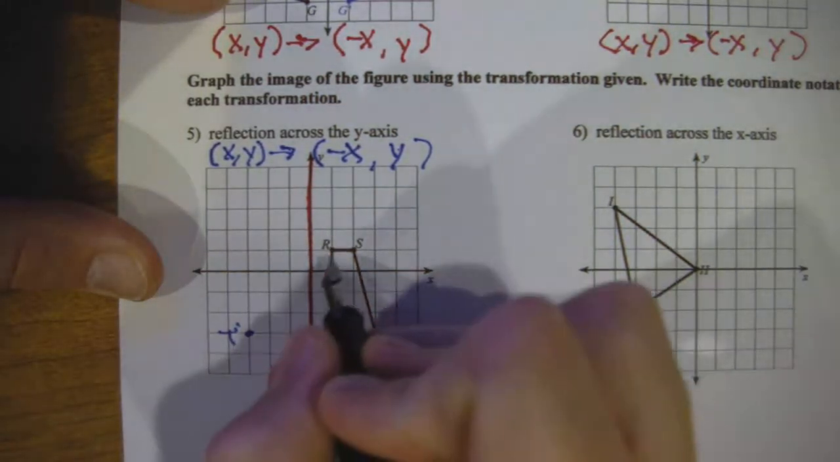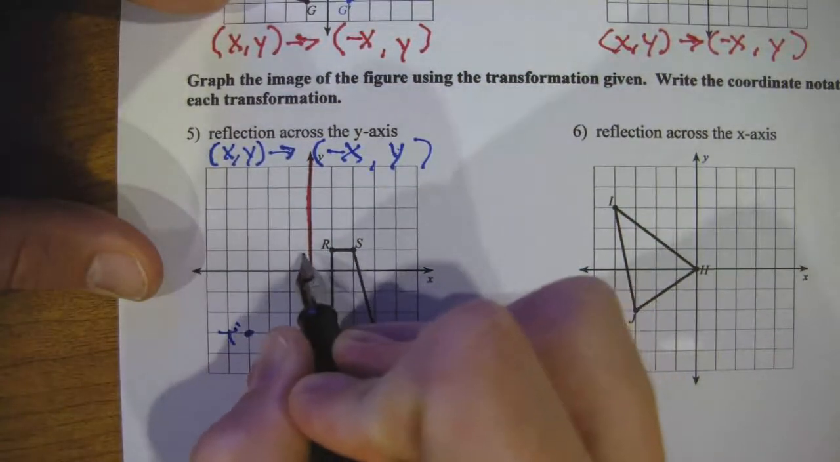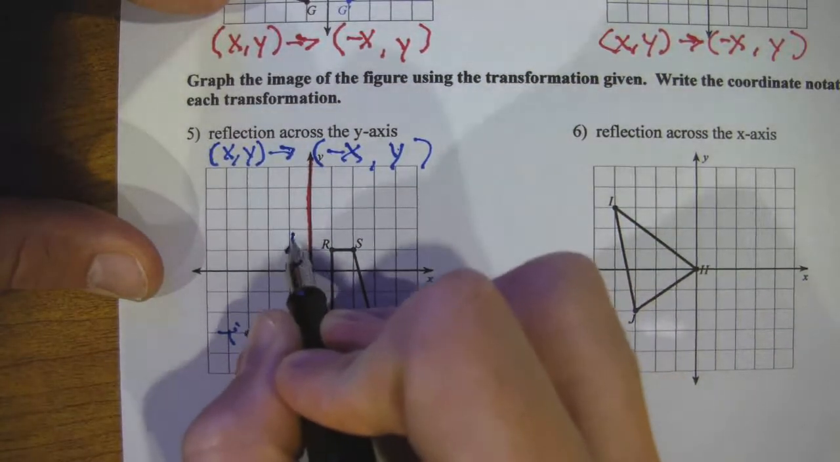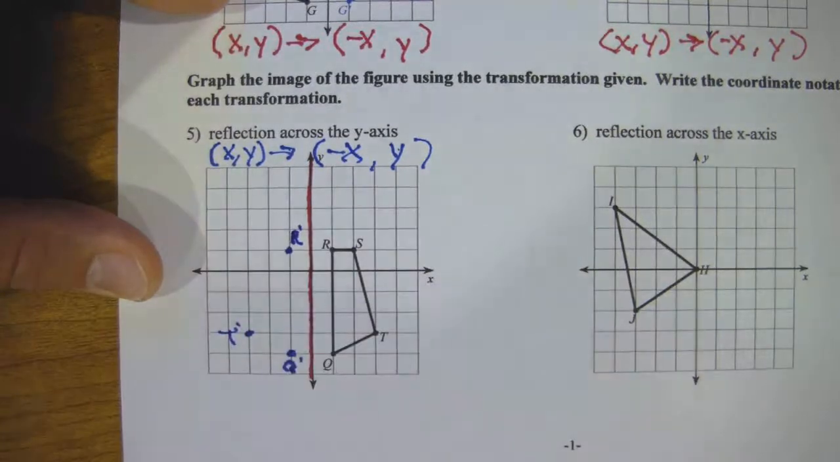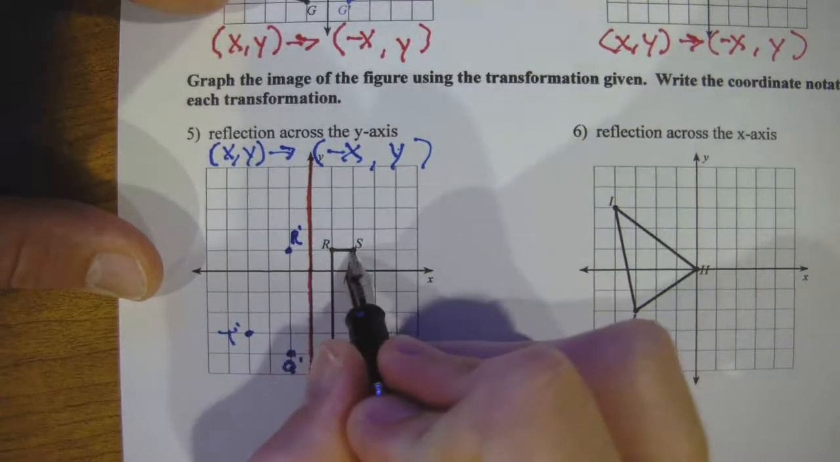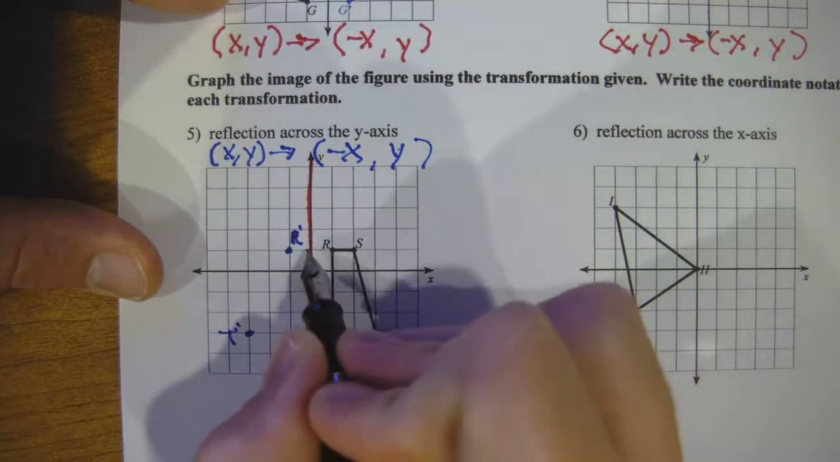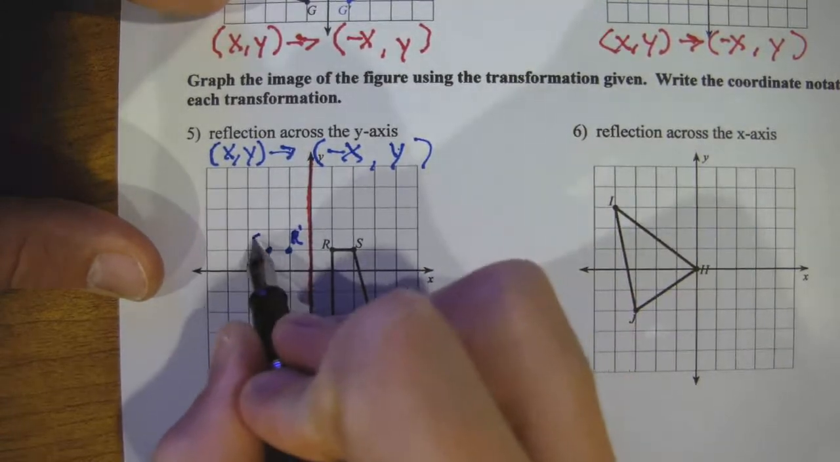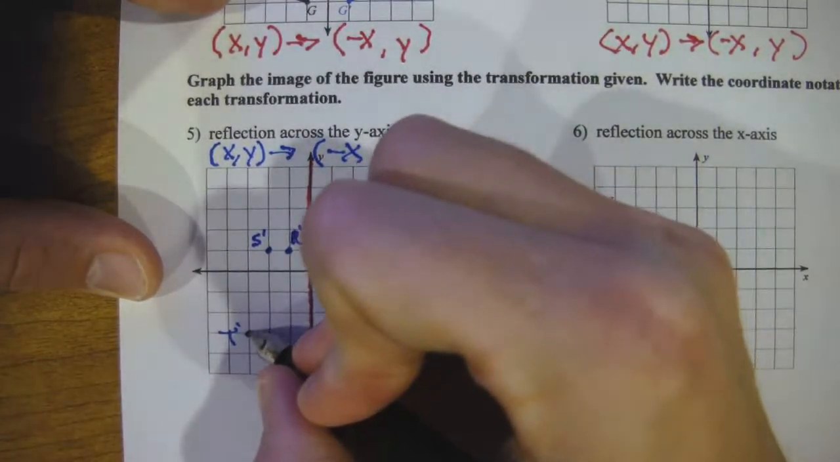So let's go up here. R is also 1 box away, so we'll count 1 box out. There's R prime. Make sure you're using your prime notation there, folks. And then S, of course, looks like 1, 2 boxes out, so we'll count 1, 2 boxes out, and there is S prime. All right, let's play connect the dots real quick.